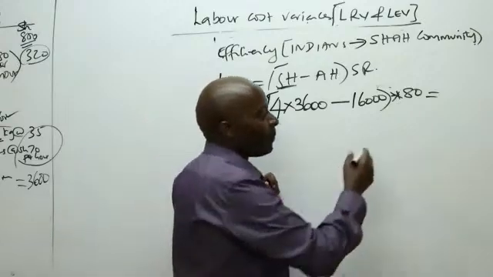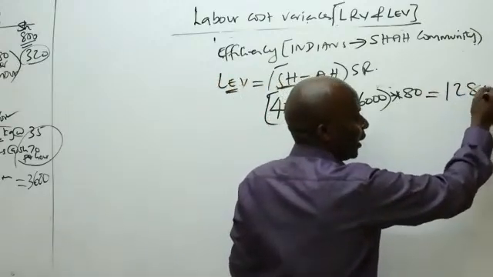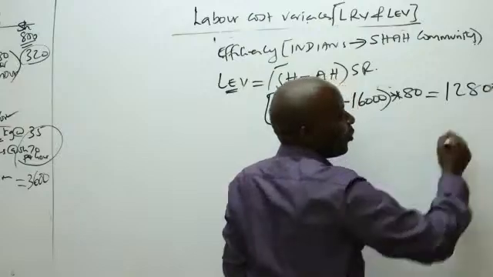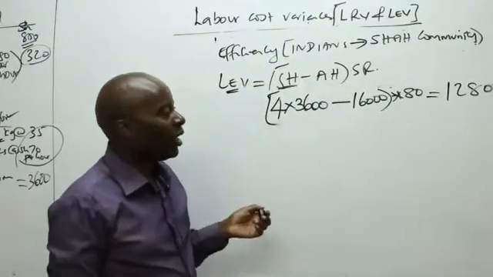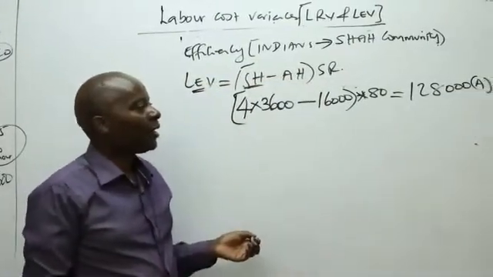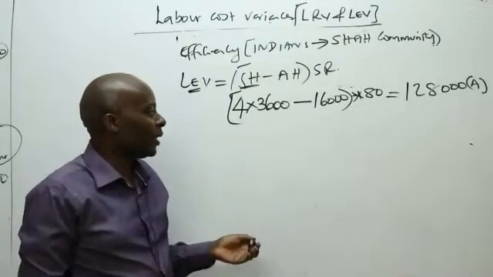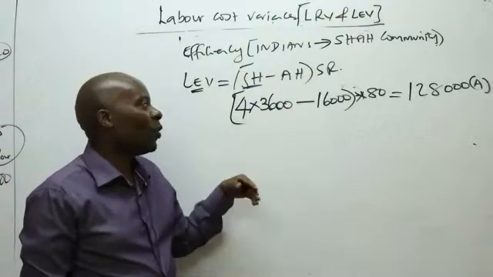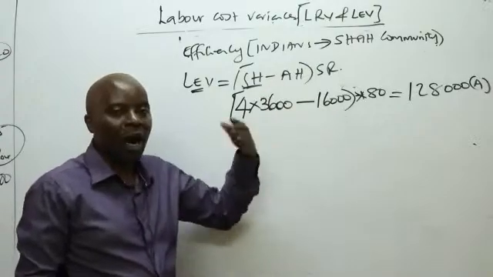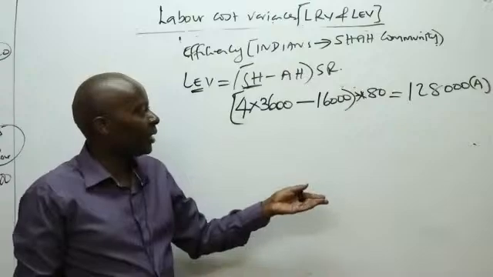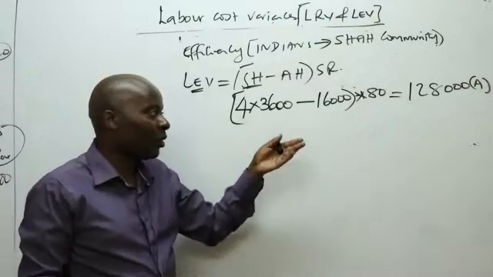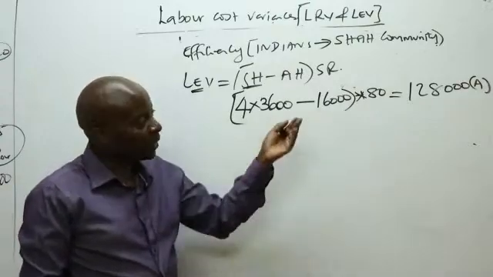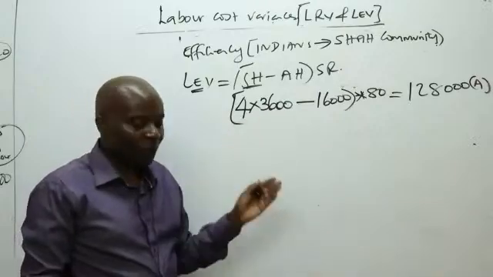128,000 A. A for what here? For adverse. In this case here, we had budgeted for these people to work a certain number of hours, but they ended up working more hours than the plan. So that means that we overpaid them. So that automatically gives us what we call an adverse variance.